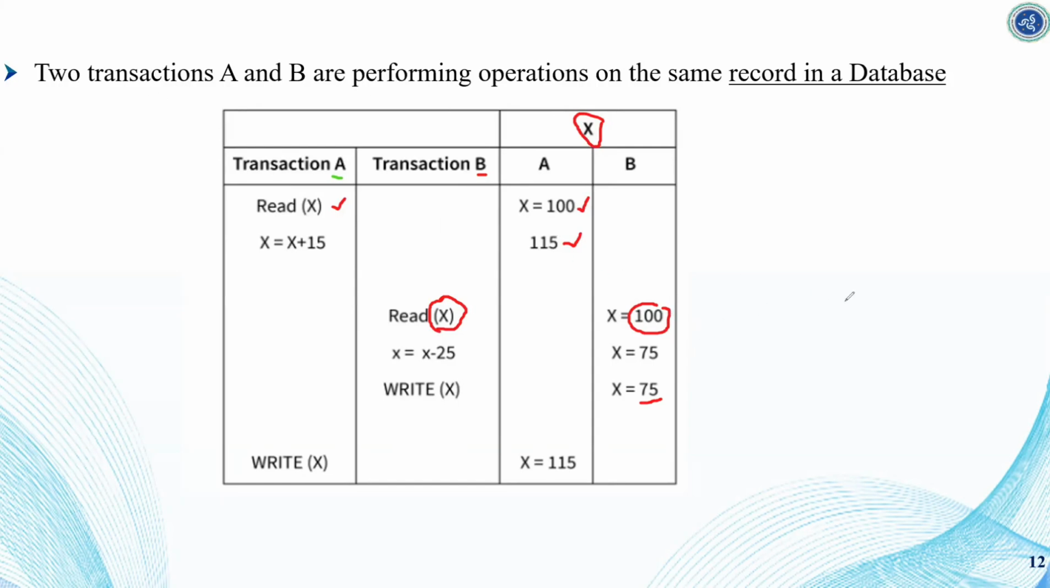So that is a problem that arises when we are concurrently accessing a single object by two different transactions.